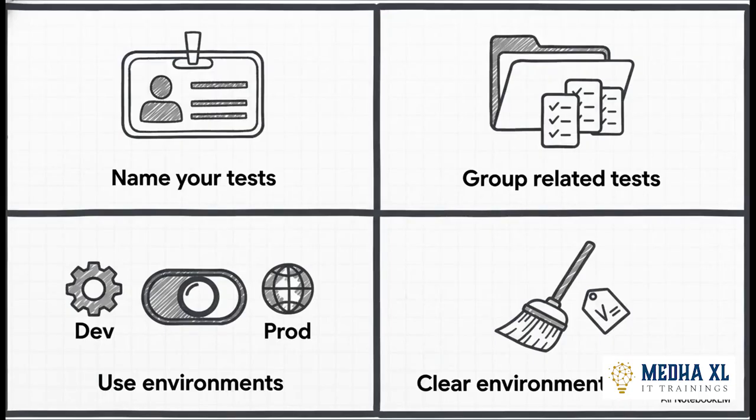And finally, here are a few pro tips that will make your life way easier. Always name your tests with clear descriptions. It makes the report so much easier to read. Group related tests together in Postman collections so you can run them all with one click. Use environments to easily switch between your dev, QA, and production servers. And a big one, always try to clear your environment variables after a test run so you don't have old data leaking into your next test.